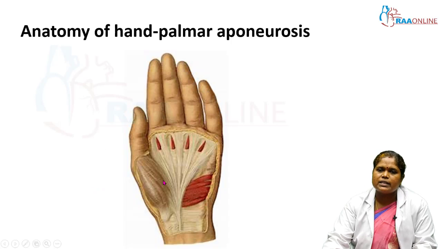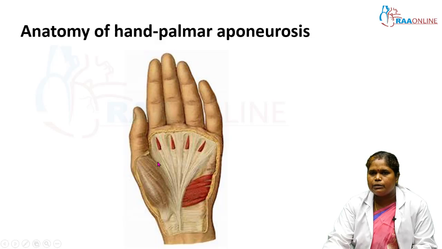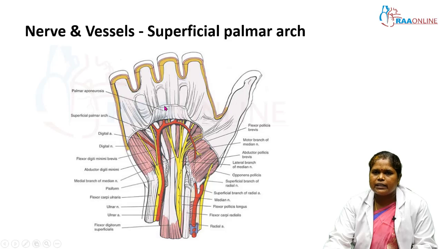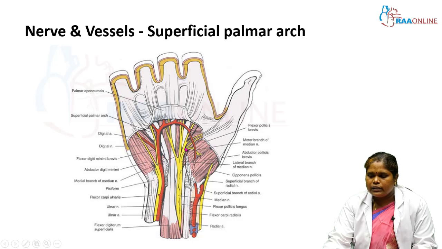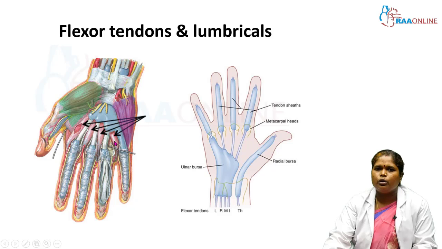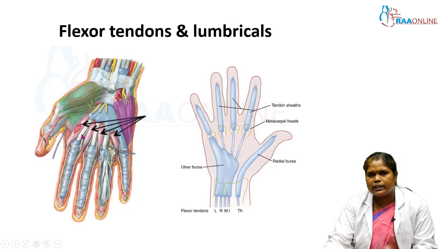Once we remove the skin and superficial fascia, we reach the deep fascia. Here we can see the triangular palmar aponeurosis, which is the deep fascia of the palm. Once we remove this deep fascia, we can see the reflected end of the palmar aponeurosis. Once we reflect the palmar aponeurosis, we see the neurovascular bundles. Here we can see the superficial palmar arch, and the yellow structures are the digital nerves. Below this neurovascular bundle we see the long flexor tendons.